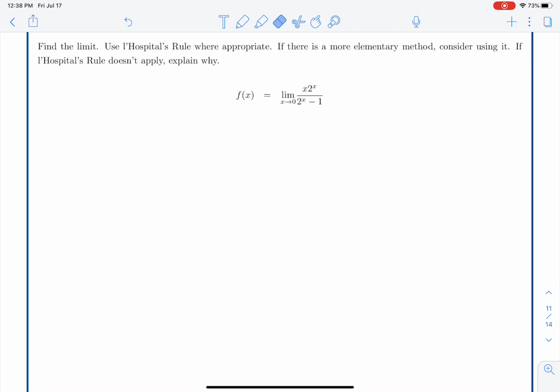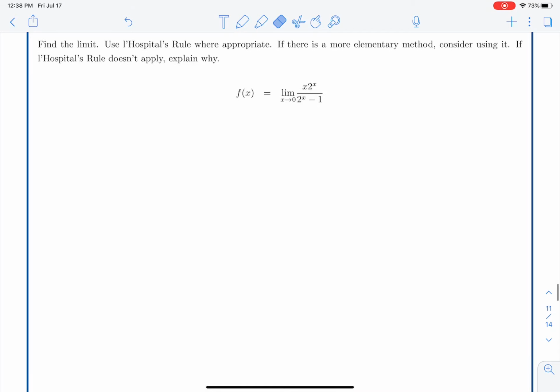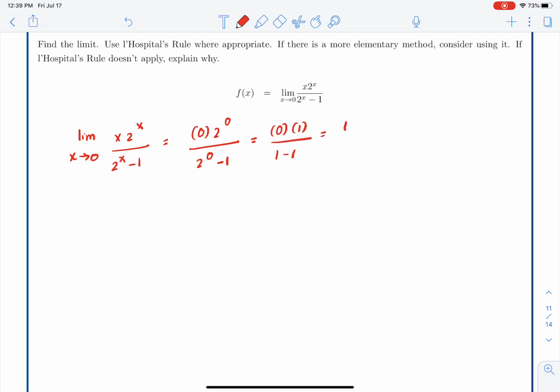Here is an interesting problem that involves exponents with a different base other than e. So the base is 2. First, we have to know if this is an indeterminate form. So let's apply the limit. So 0 times 2 raised 0 divided by 2 raised 0 minus 1. So 2 raised 0 is 1. 1 minus 1. 0 times 0 is 0. 1 minus 1 is 0. So we have an indeterminate form.